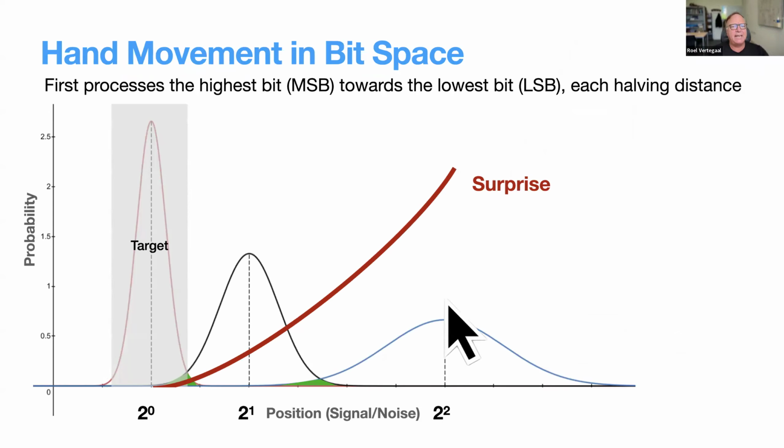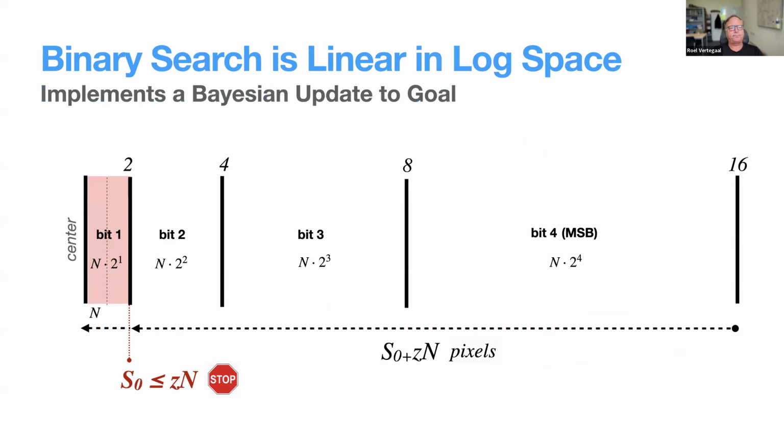All right, so how does hand movement work in bit space then? Well, first, we process the highest bit. So we're having the biggest distance here, and then we keep doing that until we hit the target. And the question is, does this follow the surprise gradient? So binary search is, in fact, linear in log space. So this fact of having the distance actually leads to logarithmic time automatically.